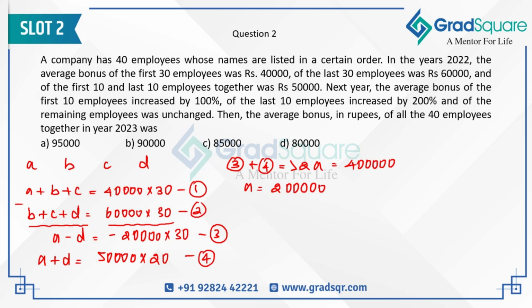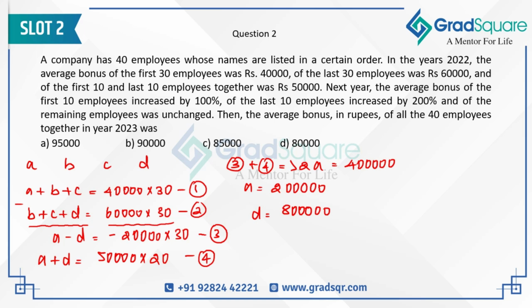Okay. Now substituting A in any one of the equations, that is in either the third or the fourth equation, I'll get D as what? D will be 8 lakh. That is the bonus of the last 10 employees, which is going to be 8 lakh.